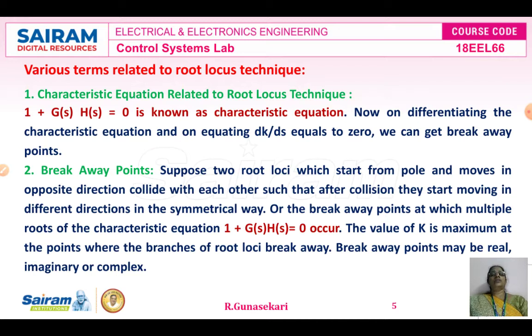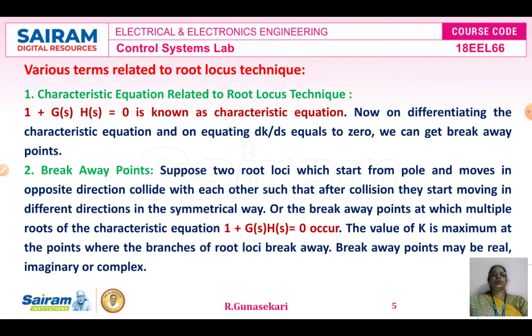What are the various terms related to the root locus technique? The first one is the characteristic equation. That is, 1 plus G(s)H(s) equal to 0 is known as the characteristic equation. Now on differentiating the characteristic equation and equating dK/ds equal to 0, we can get breakaway points. What does breakaway point mean?